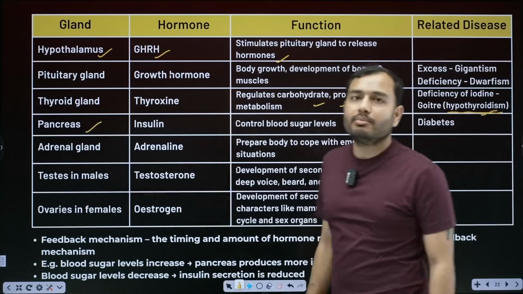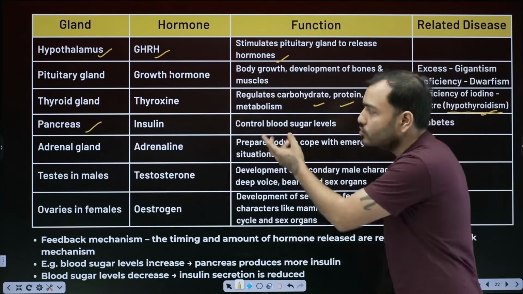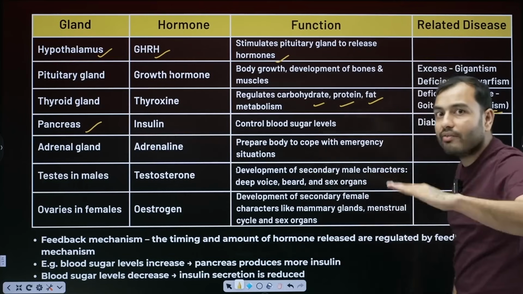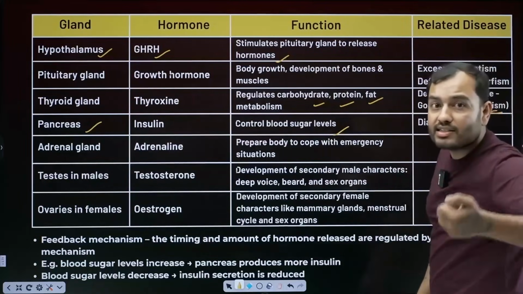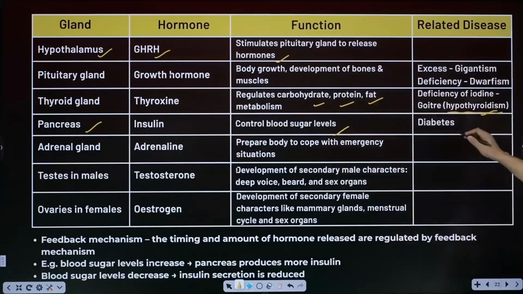Next is the pancreas. What does the pancreas secrete? Insulin. What is its job? It regulates the blood sugar. If there is a deficiency of insulin, people take external injections. What disease occurs? Diabetes occurs.